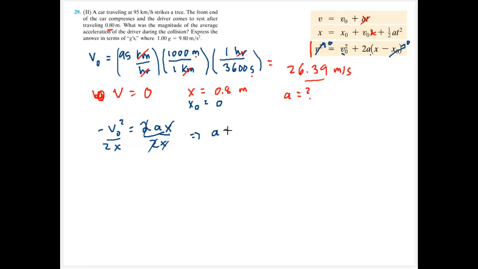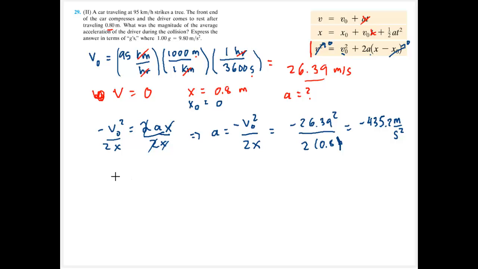And I'm going to be left with the acceleration is equal to negative initial velocity squared divided by 2 times the distance that it traveled, or negative 26.39 meters per second, squared, divided by 0.8 meters. Since everything is in meters and everything's in seconds, my acceleration is going to come out in meters per second squared. It's going to be negative 435.2 meters per second squared. So that's my answer right there.